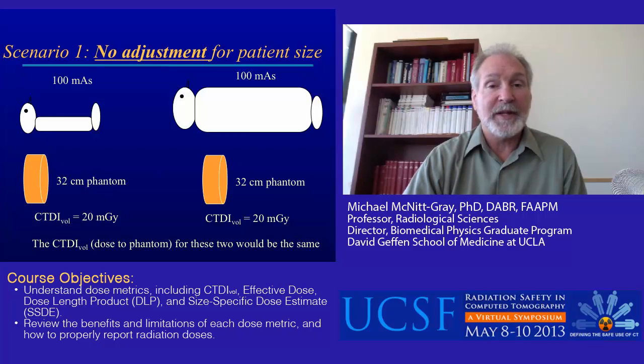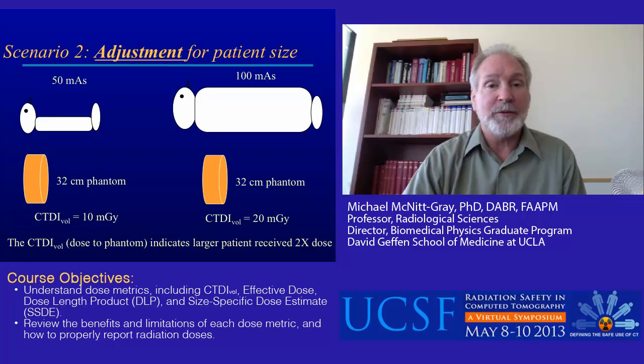Here, just to illustrate that point, is an example. Let me give you two scenarios. In scenario one, let's say we don't adjust the technique for patient size. And so we have a small patient on the left and a large patient on the right. And let's say we use 100 mAs on both of them. The dose to the phantom, which is what CTDIvol is, is 20 milligray for the patient on the left and 20 milligray for the patient on the right. So the dose to the phantom for these two would be the same.